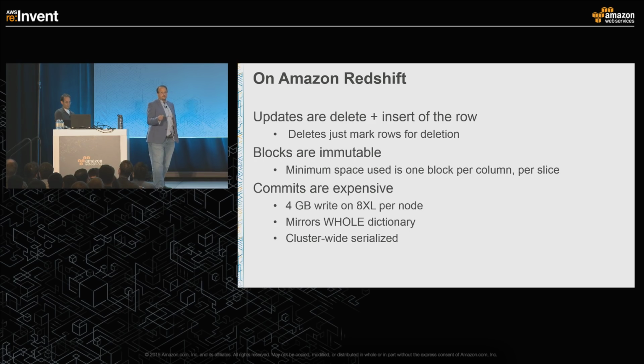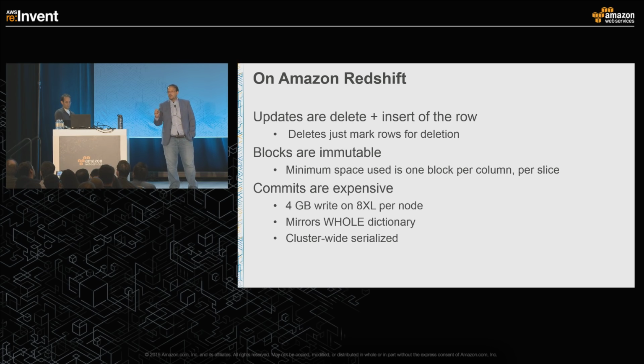So on Redshift, why are those things anti-patterns? An update on Redshift is a delete and an insert. There's no real updates. Blocks are immutable. And of course, the deletes themselves are not real deletes. We mark the row for deletion, and later on vacuum, we clear the data. So it can be expensive to update over and over again many rows, a single column of a table.